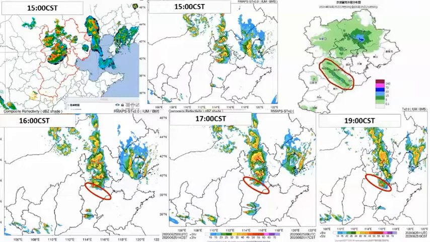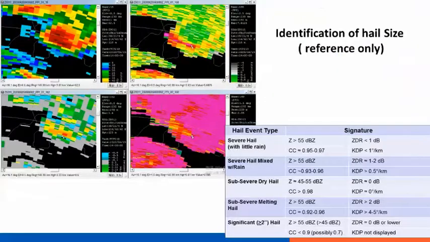The supercell will pass from the west to the east, according to the model forecast from 16 o'clock to 19 o'clock. We can make hail nowcasting, but we have no idea of what size of hail. We need additional information. What we need is observations.